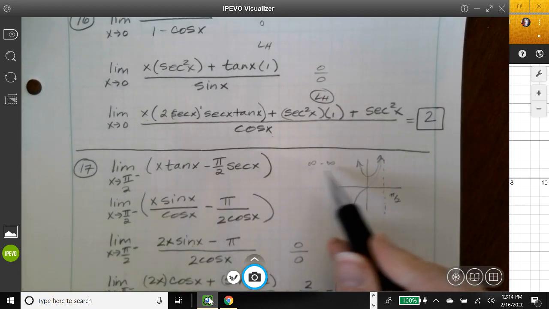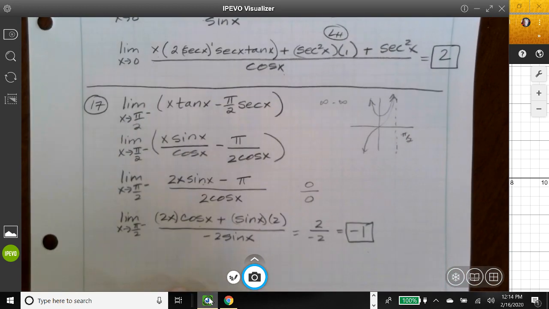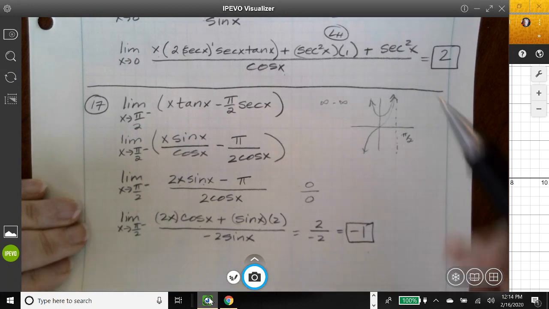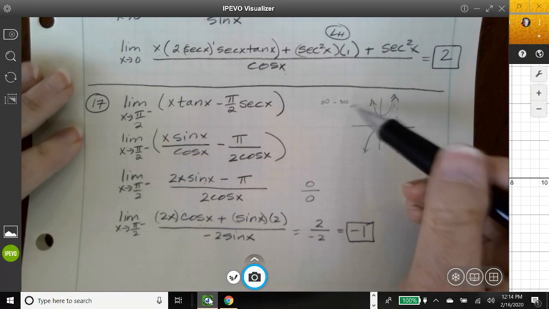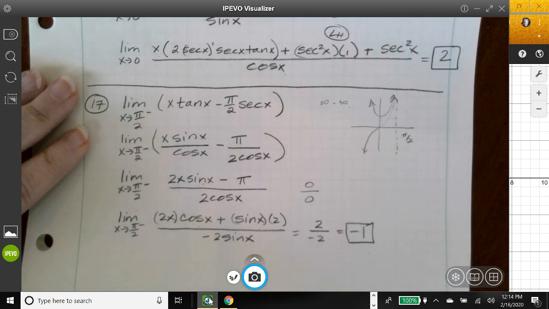So infinity minus infinity in this case is not 0, it is negative 1. And if I recall, one I did in class had the tangent and the secant, and infinity minus infinity in that case was 0 because they do approach pi over 2 at the same rate, which is kind of cool.